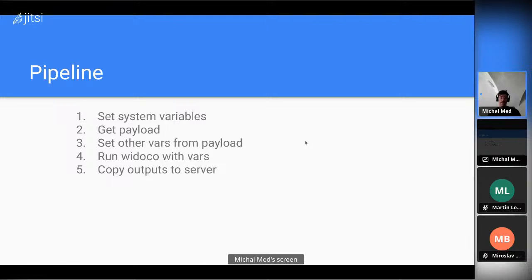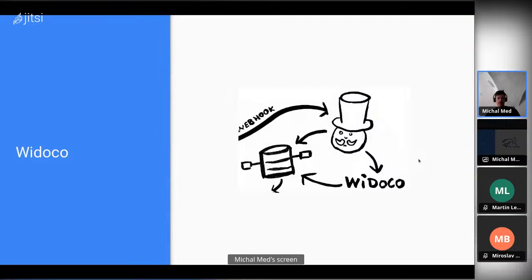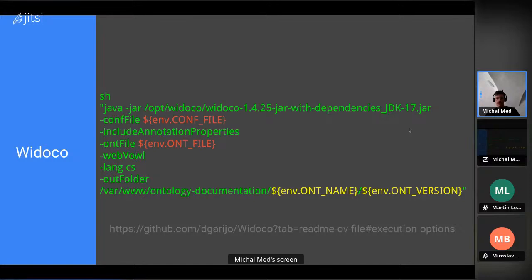So the last thing you need to do is to copy all the outputs to the server where you want to publish the documentation, which is on top. So you need to copy it there. I will go quickly through some of the steps, which is important. So the WIdoco stuff, what does WIdoco do and how does it do it? Basically, we run this one command.